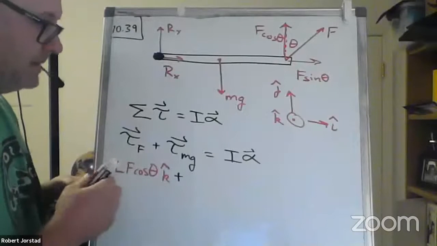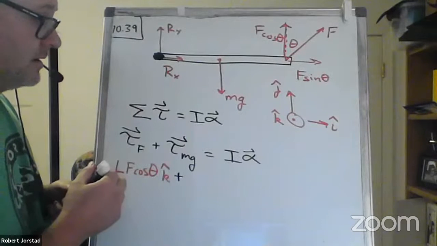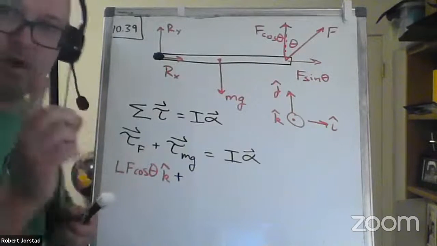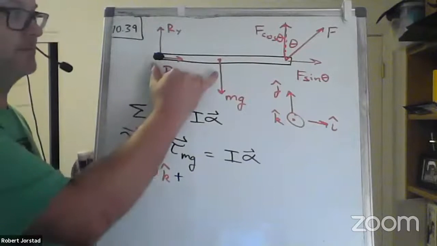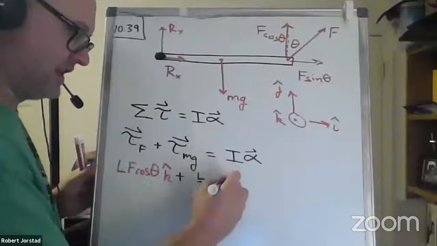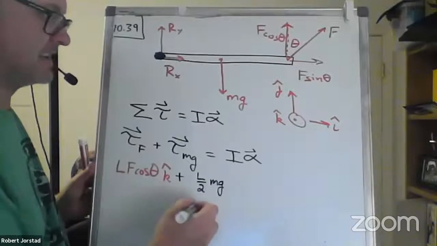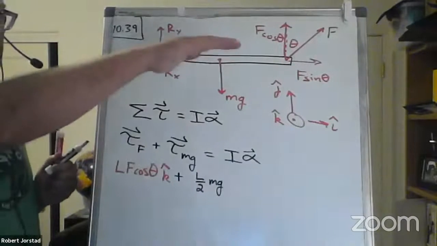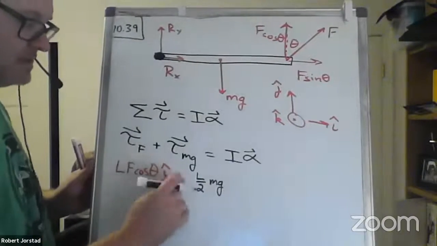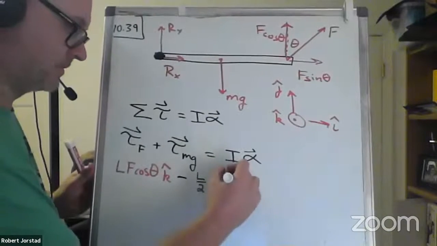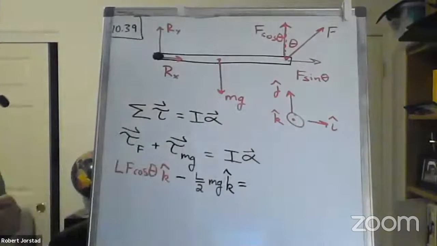Could it be L times negative mg? K hat? Okay, not quite, but very close. What's the distance? Would it be L over 2? L over 2 mg, and then it's in the negative K hat. You're right. That's good.